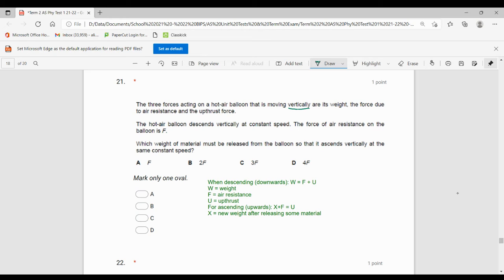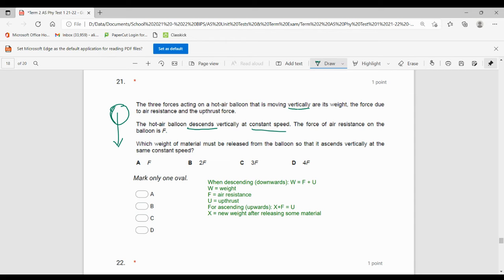Okay, so I'm just quickly going to show the hot air balloon as kind of a ball. So it's here, this ball. It descends vertically. Descends means it goes down, right? It's moving downwards at a constant speed. Now, being at a constant speed means that it is in equilibrium. Force of air resistance on the balloon is F.